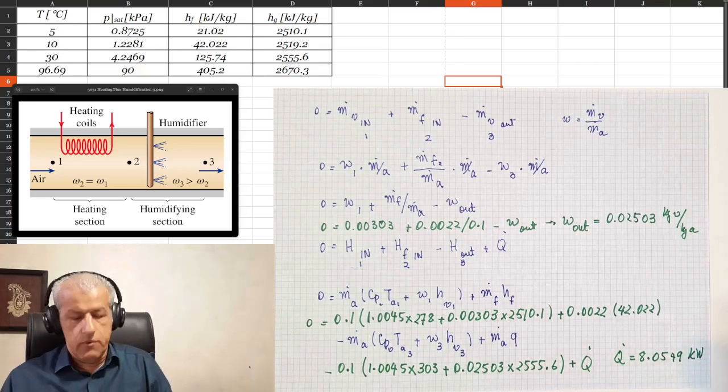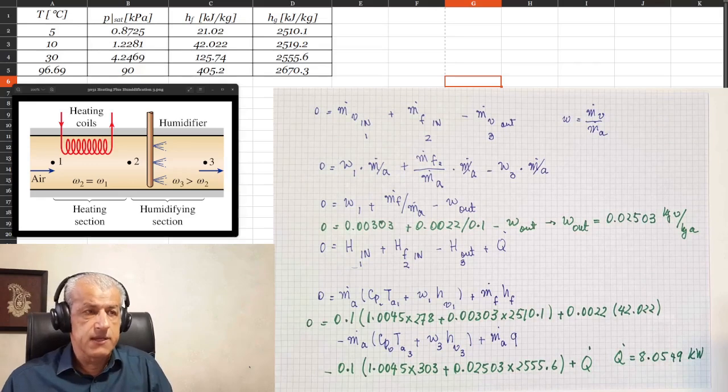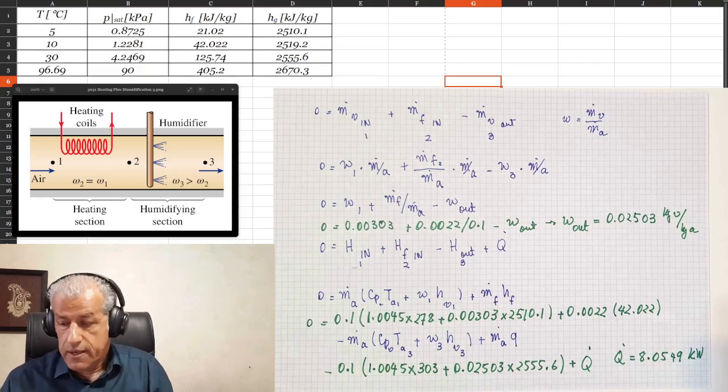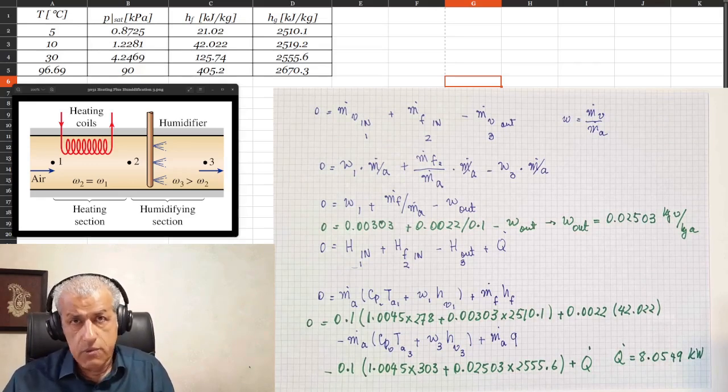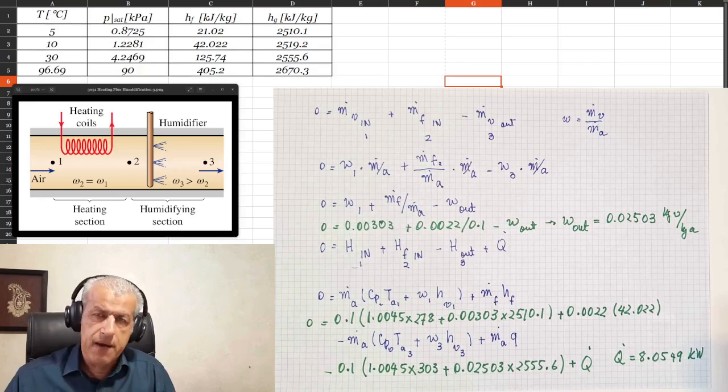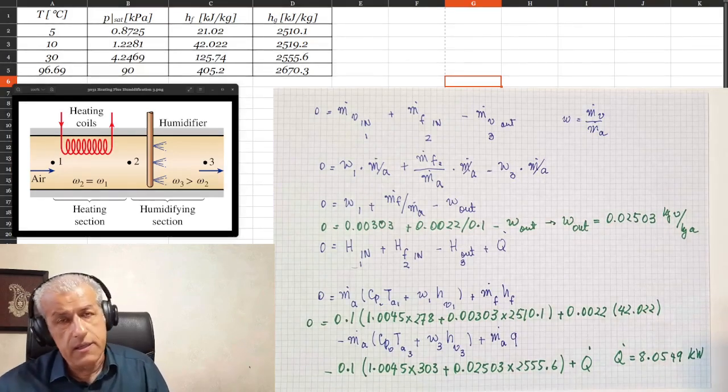And therefore, we have calculated this problem very simply and straightforwardly. But there are peculiarities at point 2, which we have to consider in the next video.